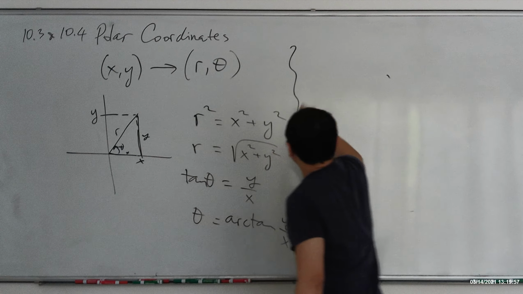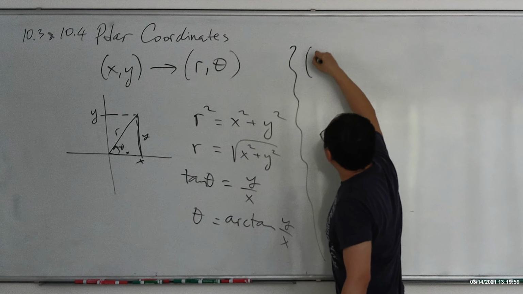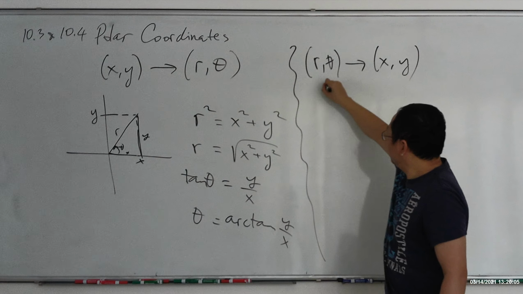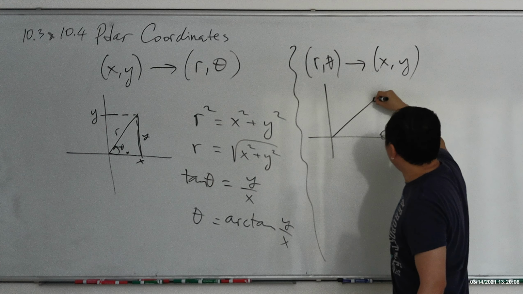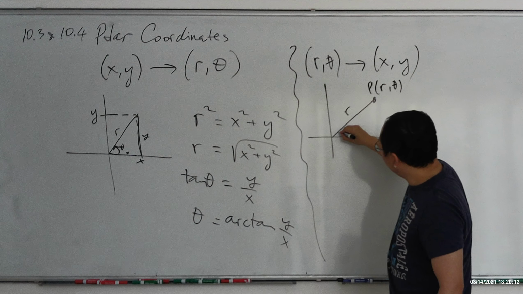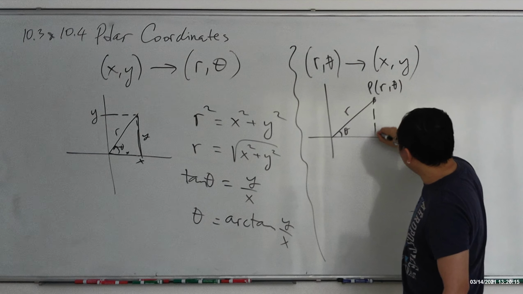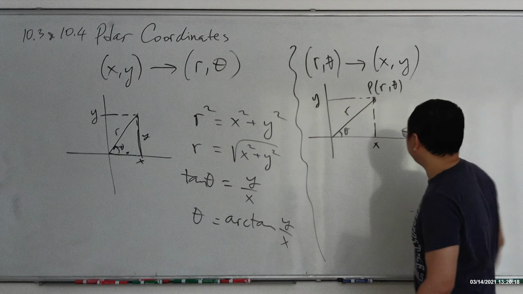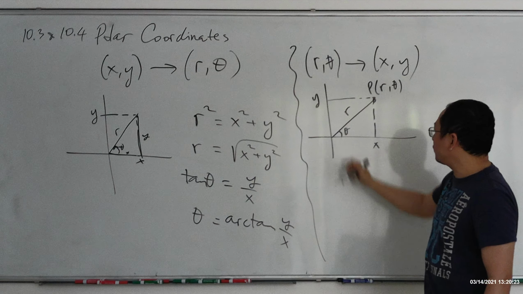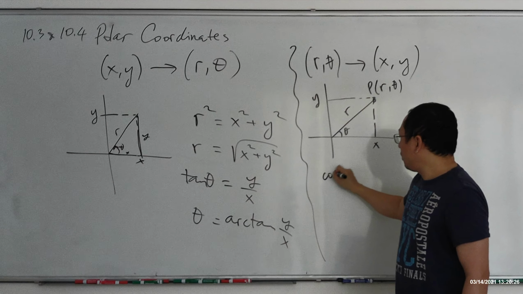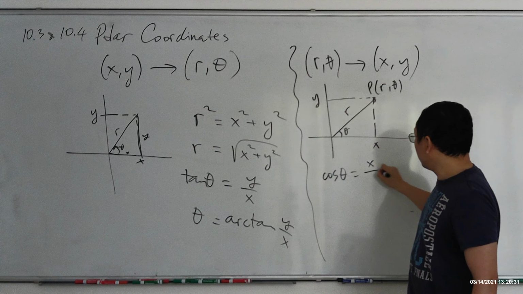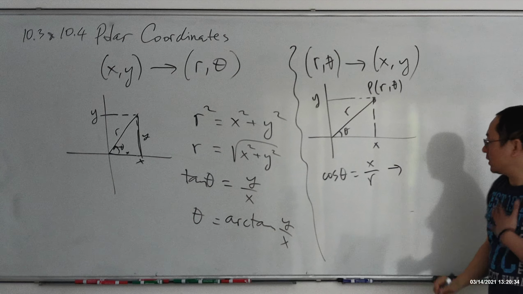The other way around. Say you have a point r, theta and you want to convert it back to x, y. Graphically, this is what you have. You have a point P, and what you know is r and theta. You know this is the radius r, and this is the angle theta. What you want to calculate is x and y. Again, you know the hypotenuse, and I have a right triangle. So cosine of theta, cosine is adjacent over hypotenuse, so x over r. So I can calculate x.